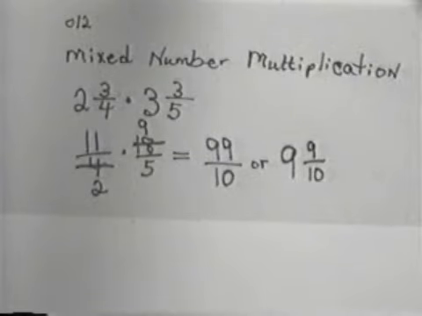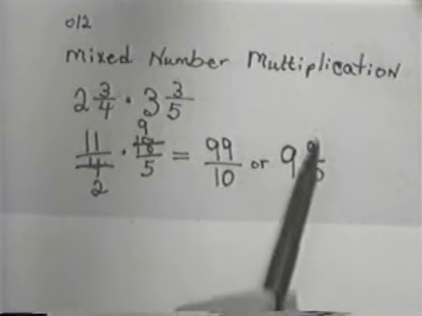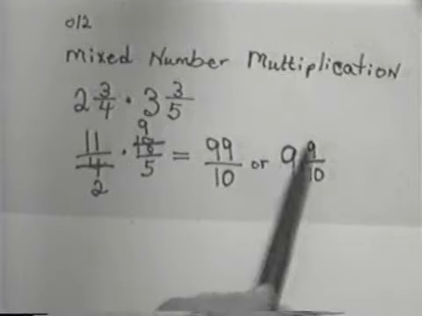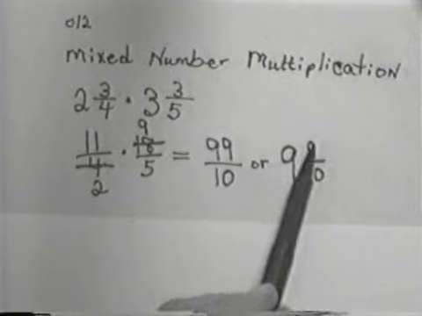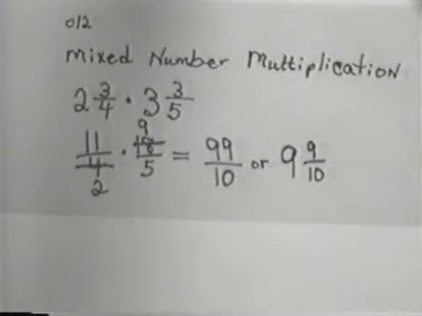Just remember, if you change it back to a mixed number, be careful and make sure you don't make a mistake. You might check back and say 10 times 9 is 90, plus the 9, to make sure you would go back and get the 99 tenths.